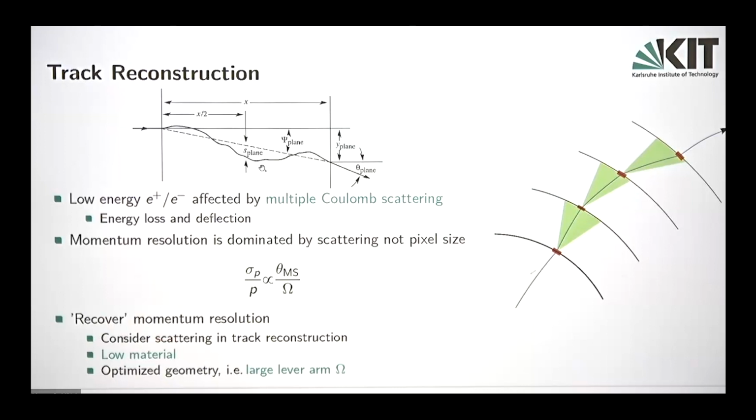You can reduce the material so that this green area is a bit smaller. But you can also play tricks on the geometry. And this is the relative momentum resolution that you get in a scattering dominated regime. So this angle here is basically dependent on how much material you have. But maybe you can play with the lever arm in here.